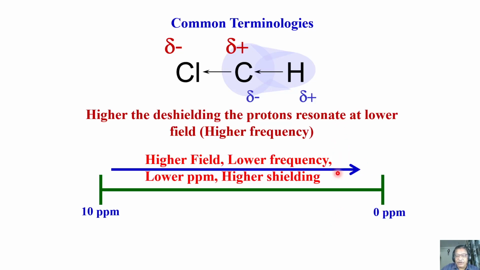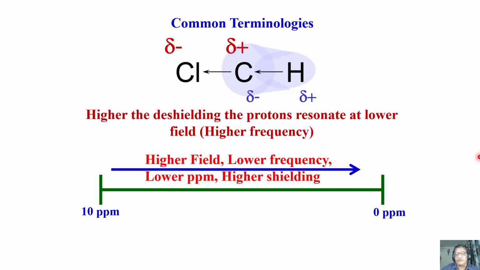For example, I have a peak here. It is at, let us say, 500 hertz in frequency. If I have a peak here, it will be 2500 hertz. From the frequency scale, this is the higher. From the frequency scale, this side is lower. Higher the field, lower the frequency. And also, we say this side is lower ppm. Remember the scale here. This reference comes here. This is 0 ppm. Because this is 0 ppm, this is 10 ppm.